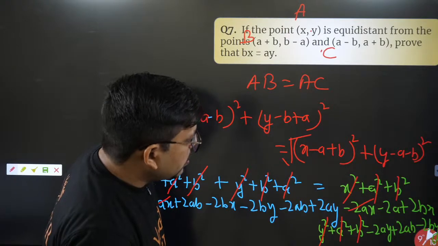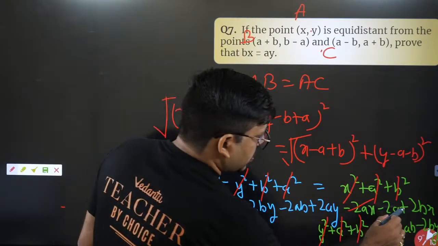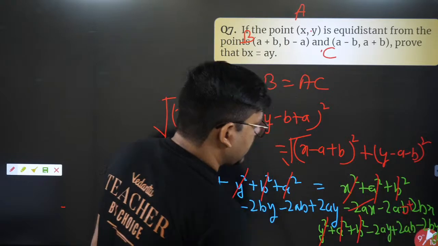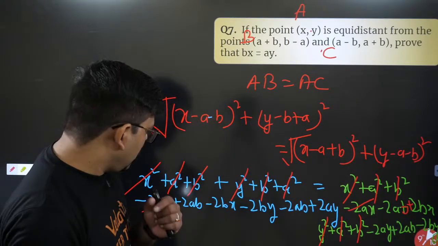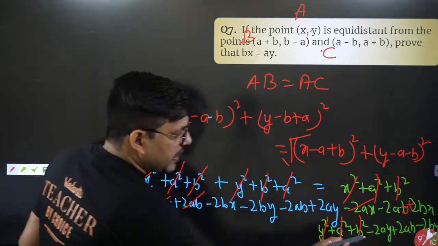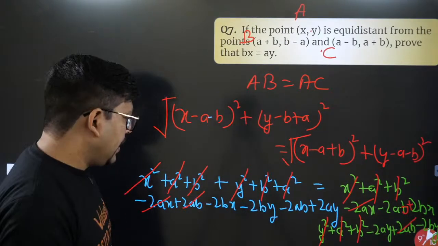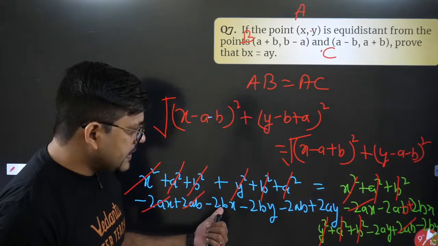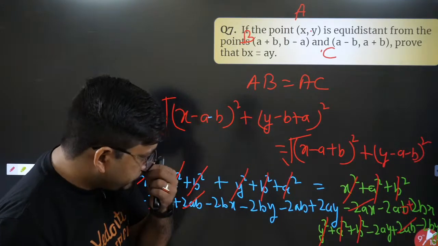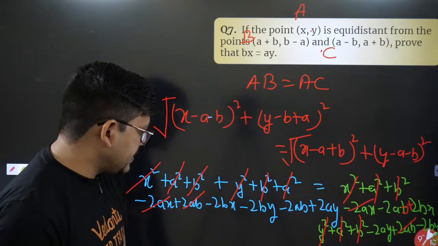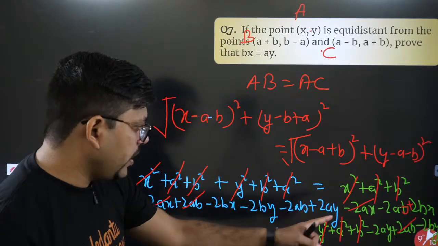So we have a minus 2ab here, sorry, this is minus 2ab plus 2bx. So we have plus 2ab and here we have a plus 2ab, cancelled, and then minus 2bx here, we have a plus 2bx here, so it won't get cancelled. Minus 2by and minus 2by.